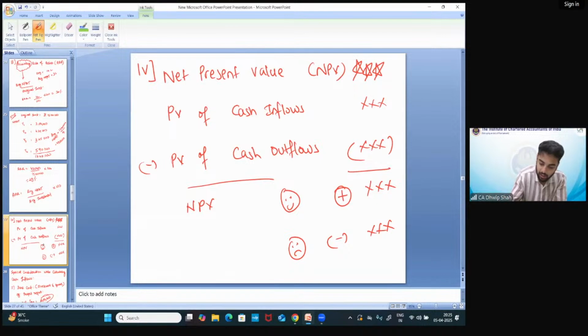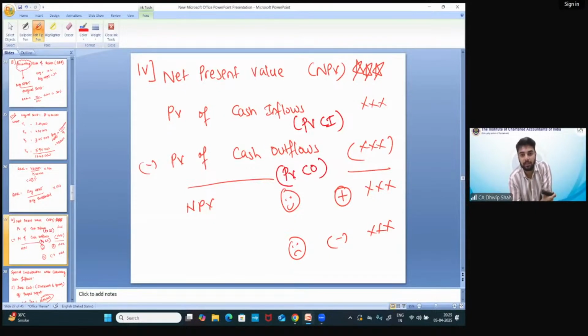And present value of cash inflows is always denoted by PVCI. The short terminology is PVCI. And cash outflow present value is denoted by PVCO. So please, students, get familiar with this short terminology. From now on, we will just use PVCI and we will just write PVCO. So you should understand what that means.